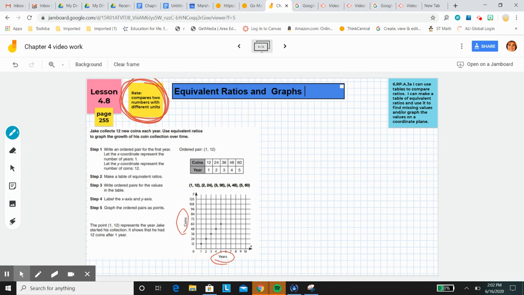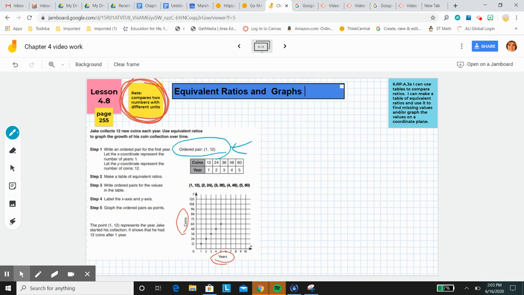It says Jake collects 12 new coins each year. Use equivalent ratios to graph the growth of his coin collection over time. Okay, so 12 per each year. So that gives me an ordered pair, which is a unit rate in this case, of 1 and 12. Okay, so we're going to write an ordered pair for the first year.